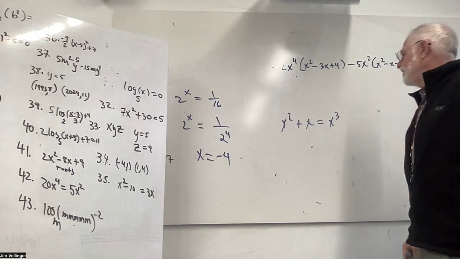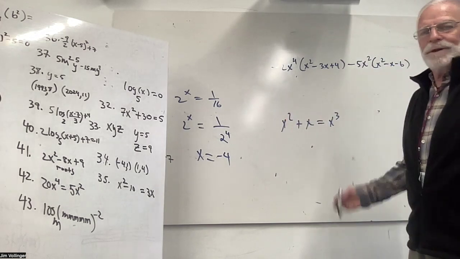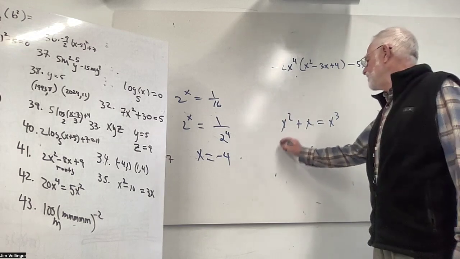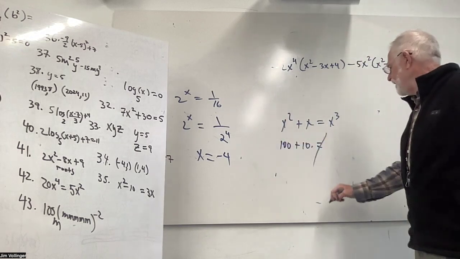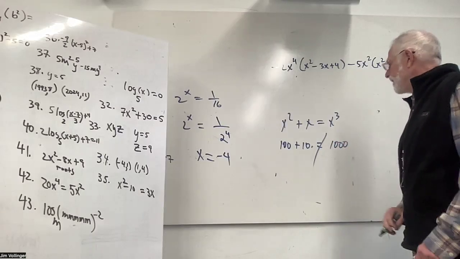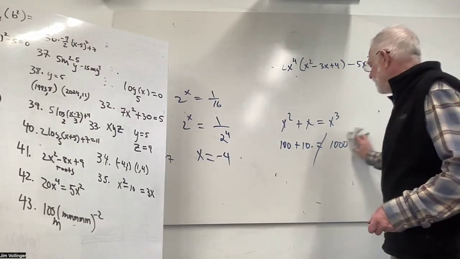And the answer obviously is no. And how do we check it? With a number. Let's use 10. 10 squared is 100. 100 plus 10, if I'm not mistaken, is not equal to 1,000. All right, so we can't add unlike terms.